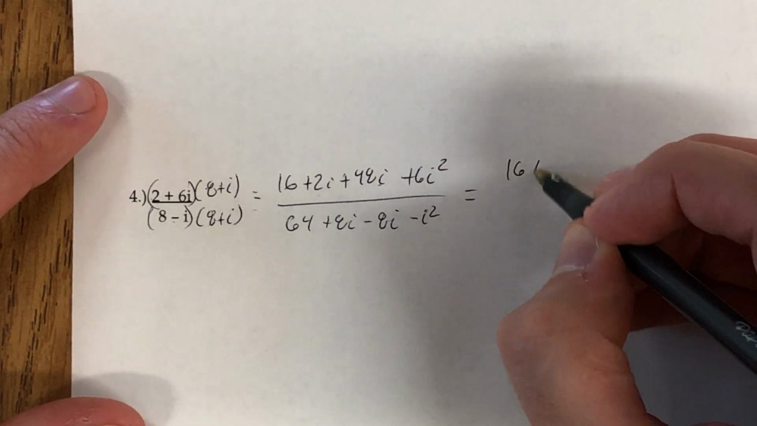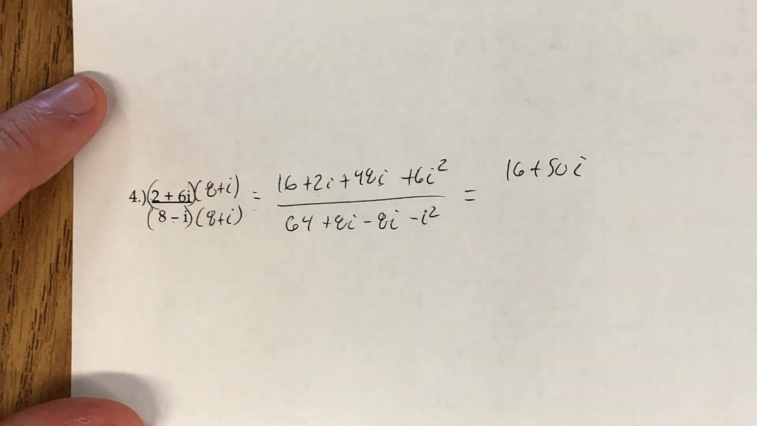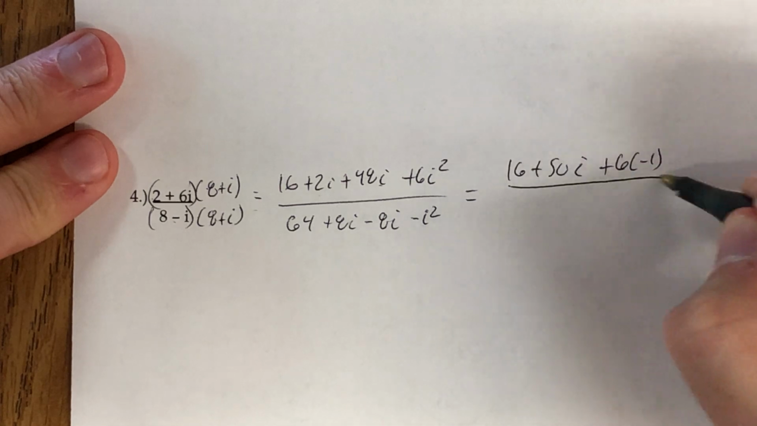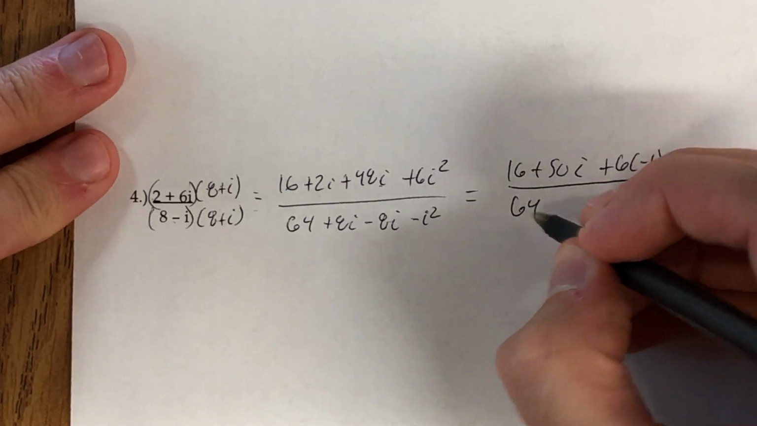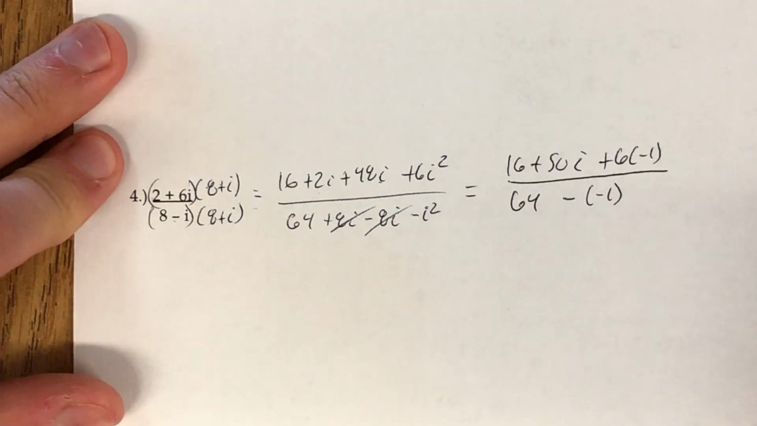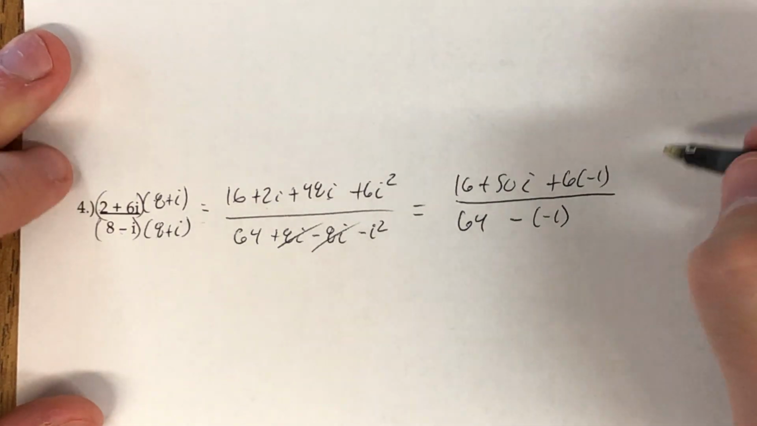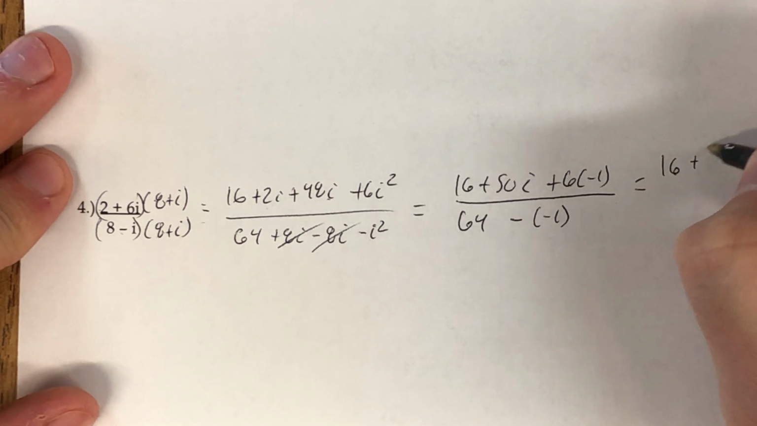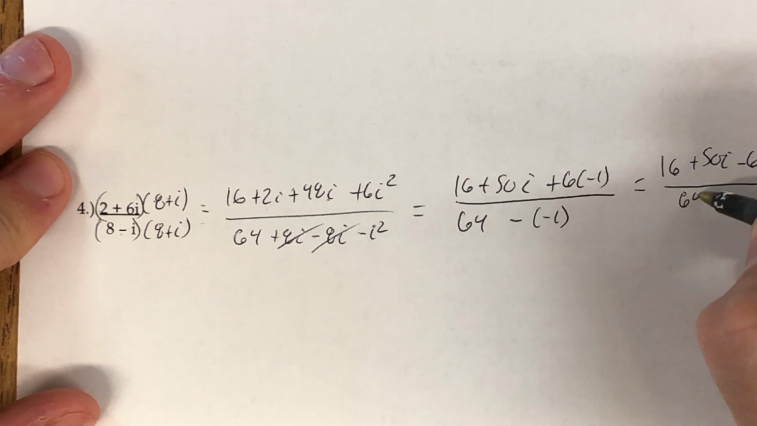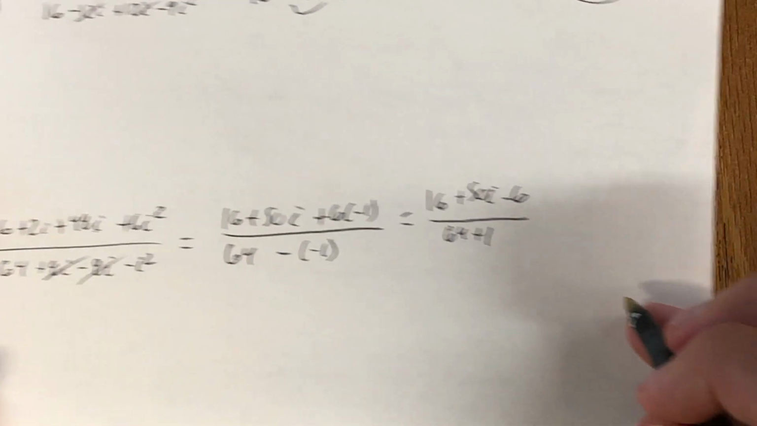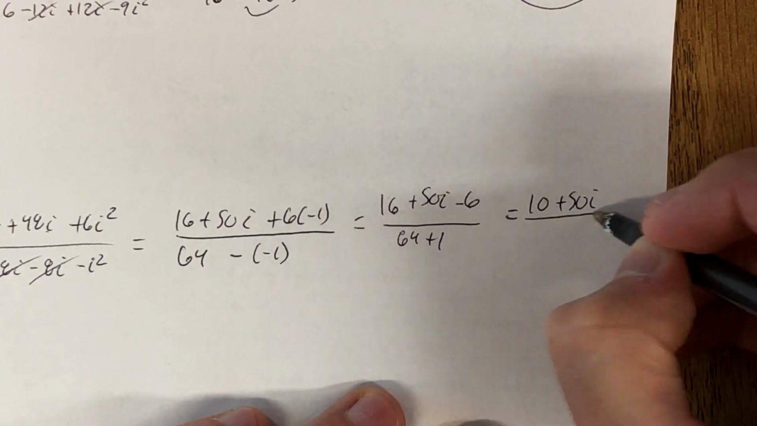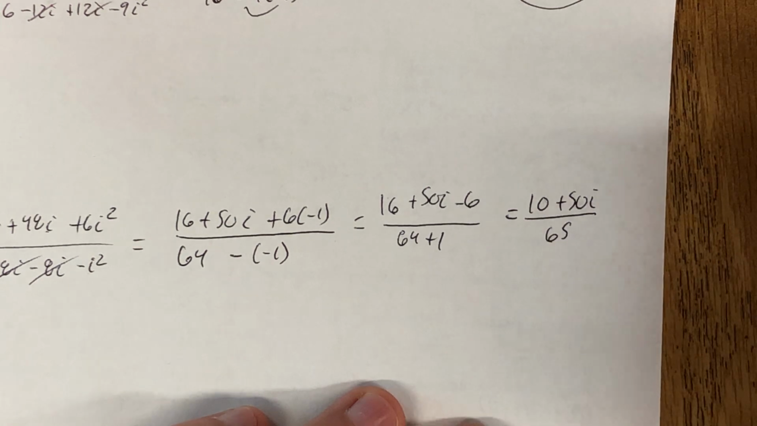2i and 48i is 50i. Plus 6 times negative 1, substituting negative 1 in for i squared. 8i and negative 8i cancel, and we have minus, substitute in negative 1 for i squared. So we've got 16 plus 50i minus 6 over 64 plus 1. Keep on going. 16 minus 6 is 10, over 64 plus 1 is 65.